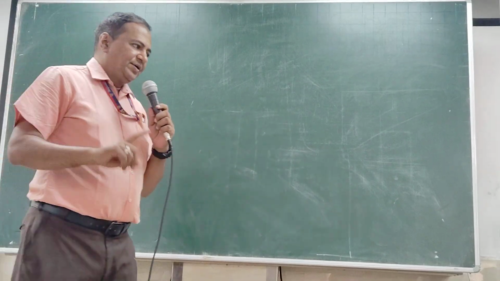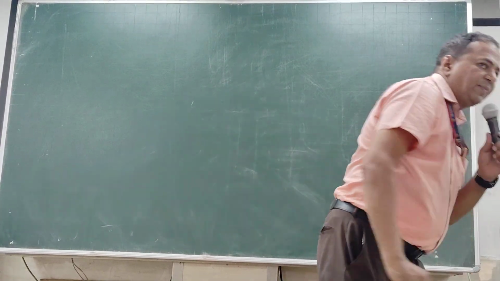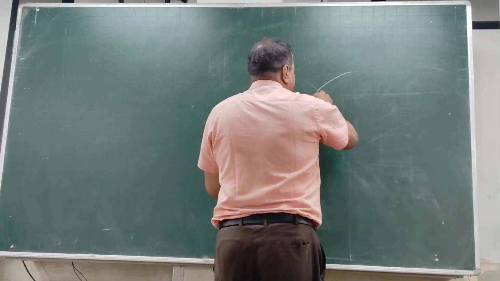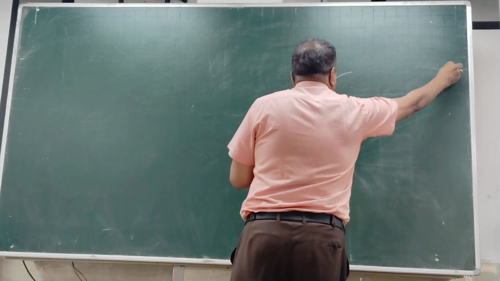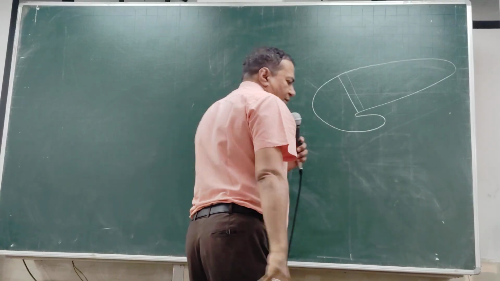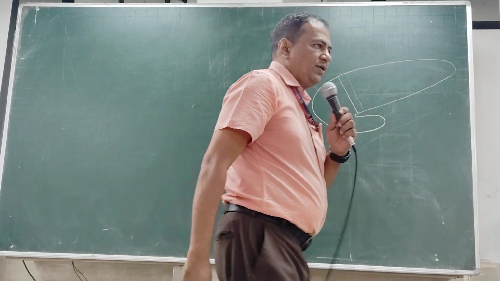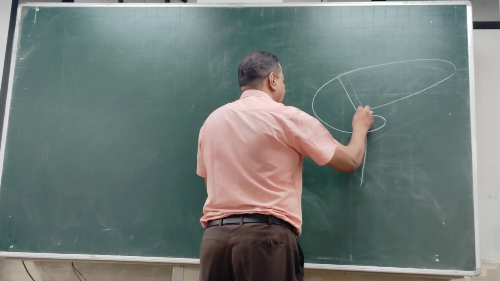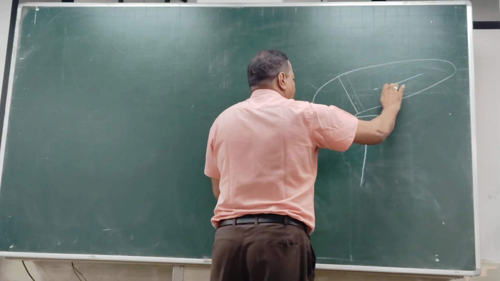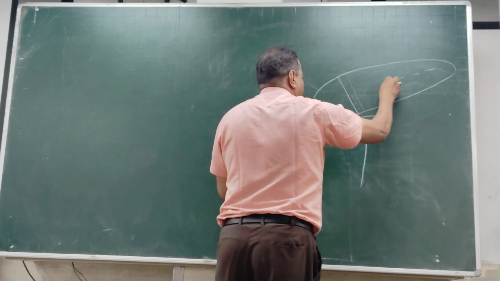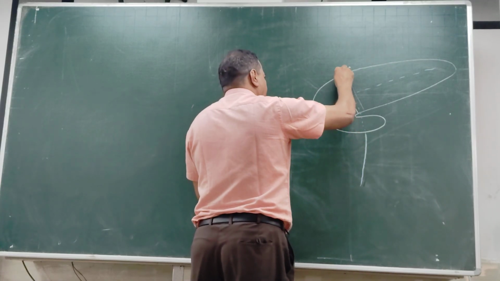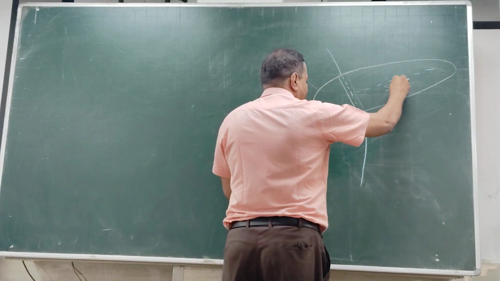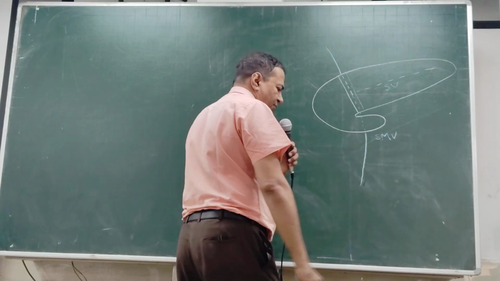So the next topic is portal vein. Portal vein, all of us know that it is formed behind the neck of the pancreas, by union of splenic vein and superior mesenteric vein.